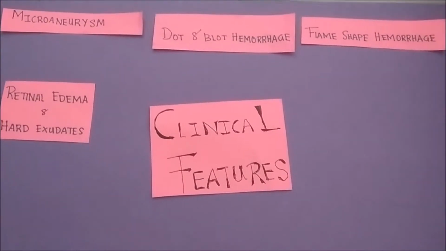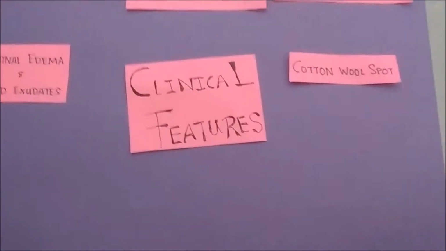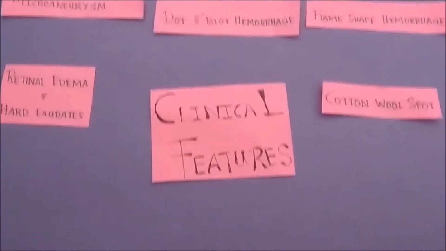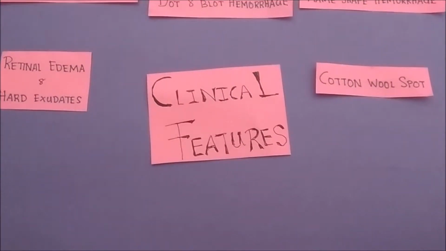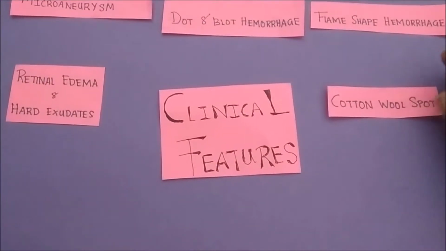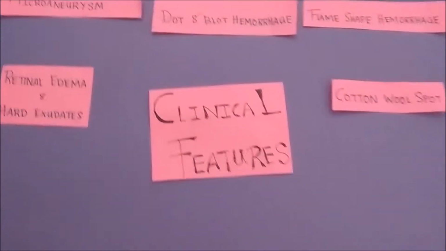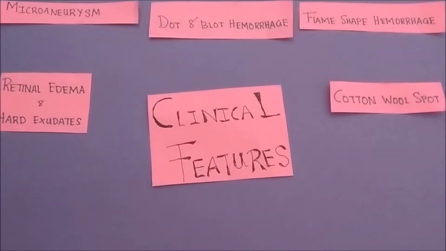Okay, next we have cotton wool spots. Cotton wool spots are formed in the nerve fiber layer, and it's due to the occlusion of precapillary arterioles. Usually it's surrounded by lots of microaneurysms, and it will be seen as white cotton wool.